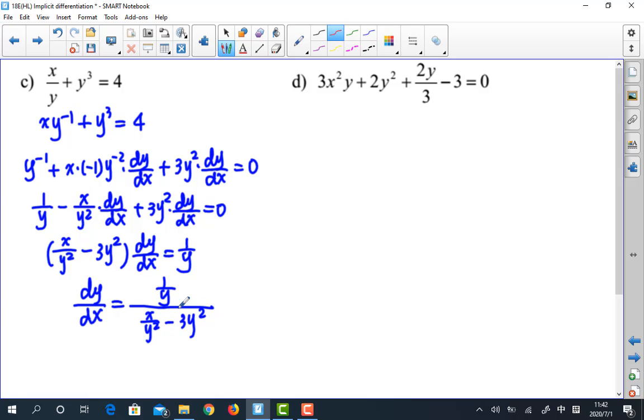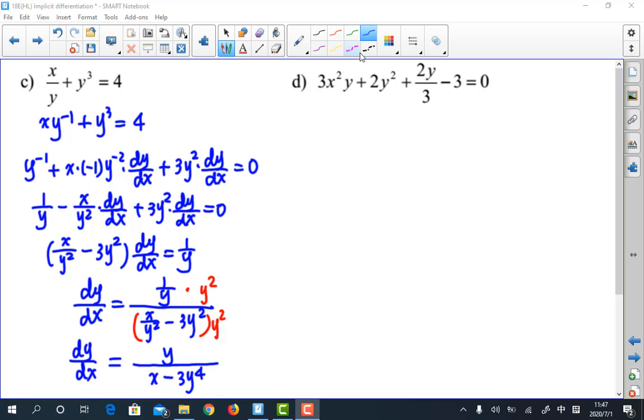Simplify this complex fraction by multiplying the top by y squared and multiplying the bottom by y squared. So we have y over x minus 3y to the power 4. So this is the derivative function for this relation. Okay, the last one in example 2.